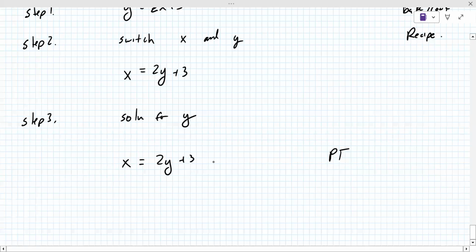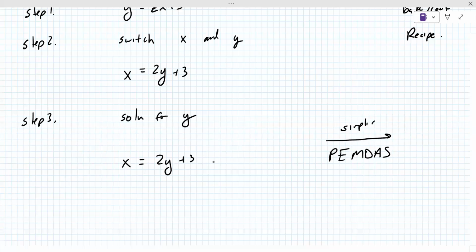Multiply by 2? When you're simplifying, you go this way. But when you're solving, you're going back the other way, which means you undo addition and subtraction before multiplication and division. You add by 3. Well, this time it would be subtraction. Yes.